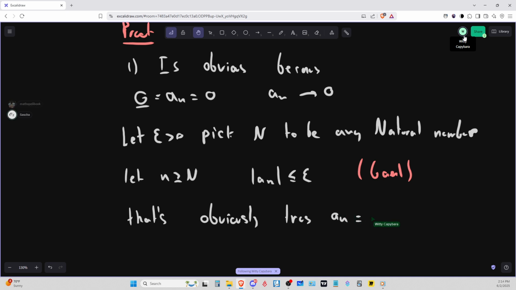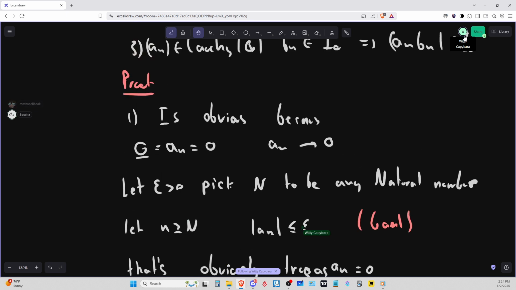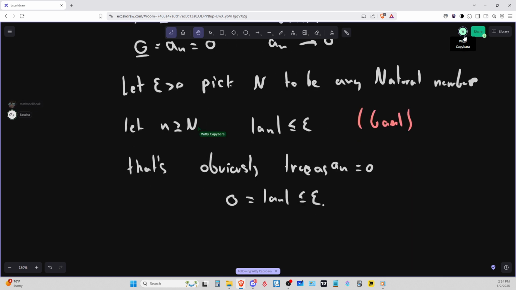Yeah. As a_n is equal to 0, therefore we have 0 which is equal to a_n. It says that's obviously true, right? Is that what you wrote? Yeah, okay. True, as a_n is equal to 0 for every n. So the first part was kind of easy.